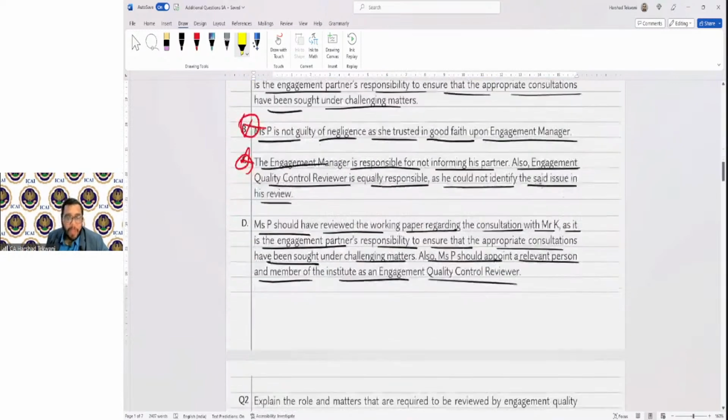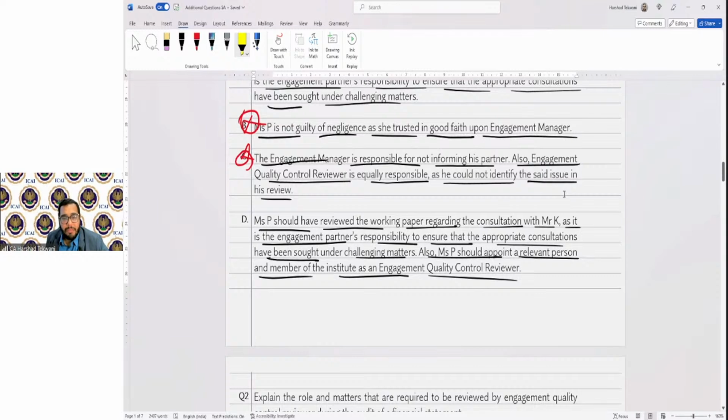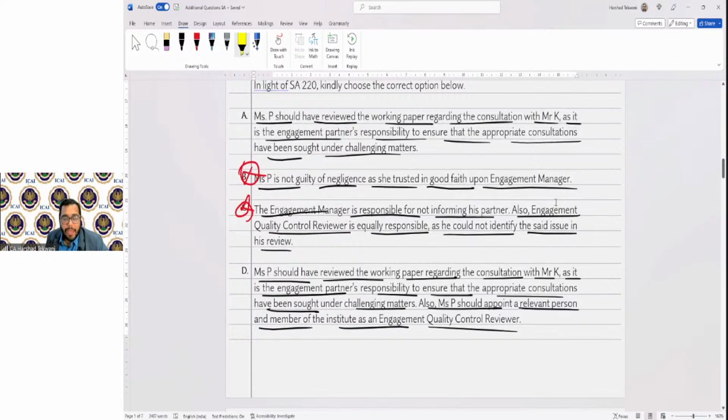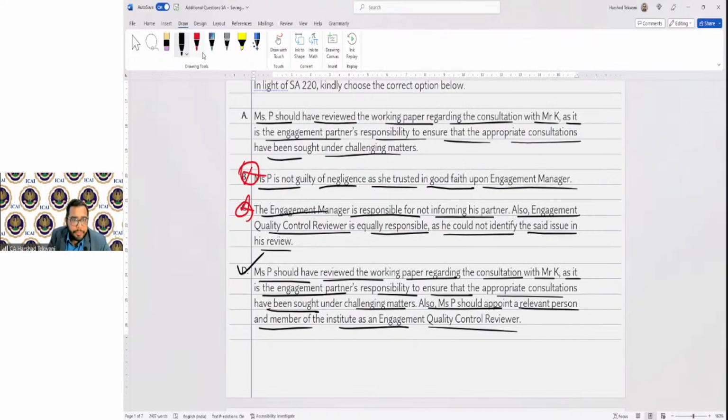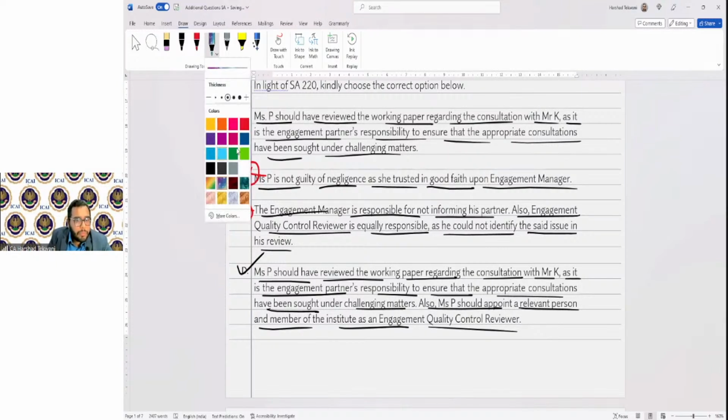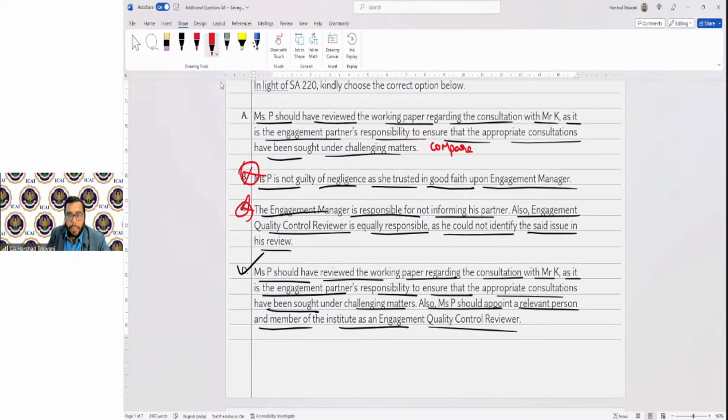As a result, Ms. P should have appointed a relevant person and a member of the institute as an engagement quality control reviewer. This is more appropriate. Compared to A, D is more appropriate, and hence what I'll be doing is I'll be selecting D as an answer instead of A. Okay. So I'll write it down.